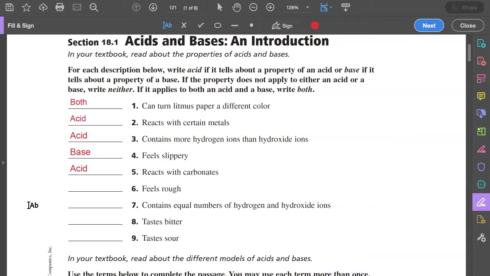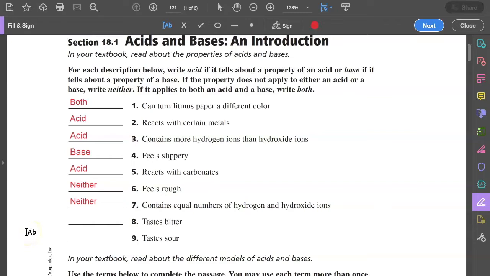Okay, which one feels rough? Well, actually, we wouldn't really call either one rough necessarily, so we'll just put neither there. A base is kind of slippery, but acids don't really feel rough, so we'll just put neither. Which one contains equal numbers of hydrogen and hydroxide ions? Wow, two in a row. Two in a row. Neither. Yeah, that would be a neutral solution, wouldn't it, if it contains equal numbers of hydrogen and hydroxide ions?